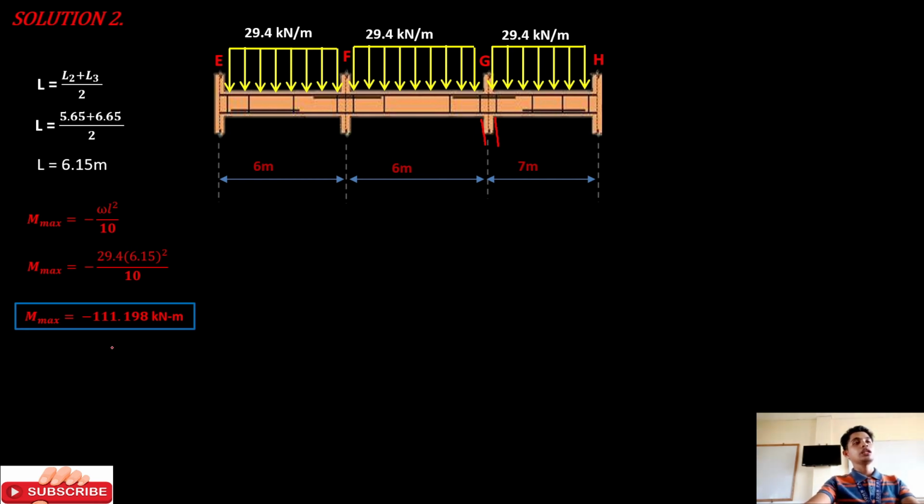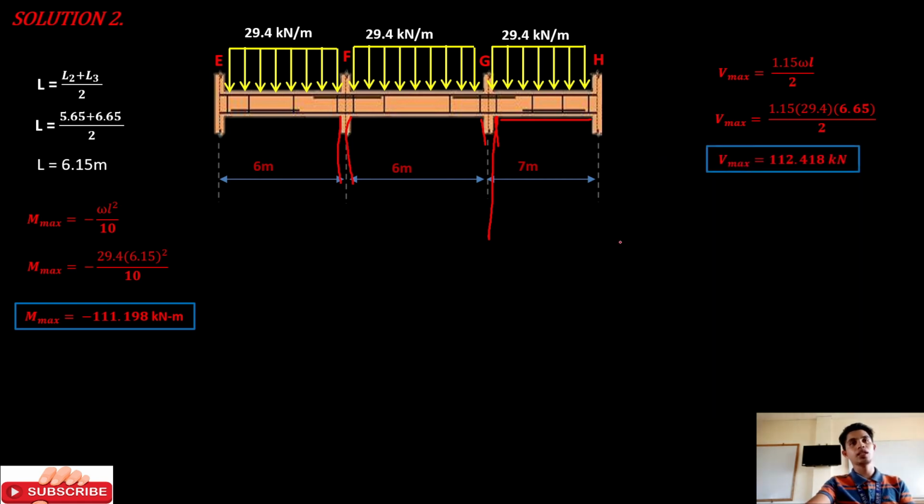Okay? Then, pinapakompute sa number 5 is the maximum shear. Since ang maximum shear, pwedeng nandito yung maximum shear. Sabi ko nga, pinakamalaking length. Automatic, nandito yung maximum shear kasi nandito yung pinakamalaking length eh. Lahat naman sila is 2 yung denominator. So, pipiliin natin yung pinakamalaking length. So, 1.15, 29.4 times 6.65, which is yung clear span nito, equals to maximum shear is 112.418 kN.